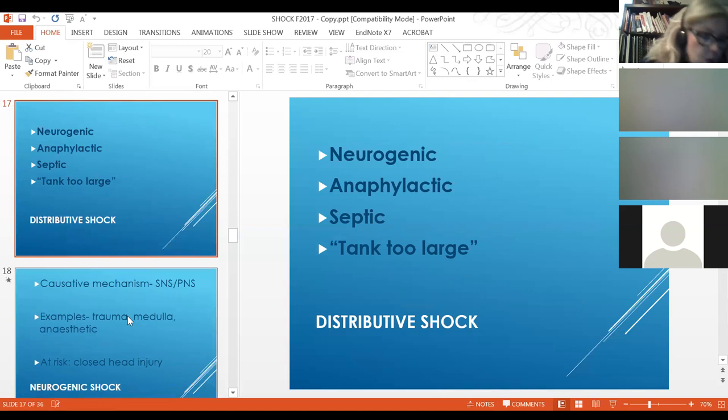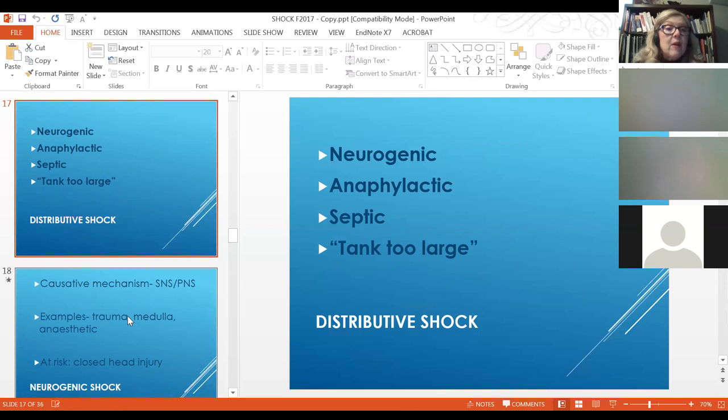Okay, so moving along to the next type of shock. We've talked about hypovolemic shock, we've talked about cardiogenic shock, now we're going to talk about distributive shock. And distributive shock is the tank being too large. So you have a massive big tank, and you're filling this big huge 50 gallon drum with a cup. One cup measure. And so the blood volume may be normal, but the compartment is expanded for some reason.